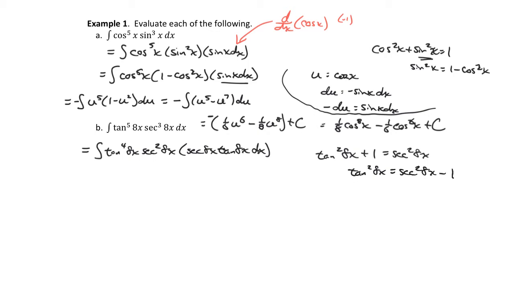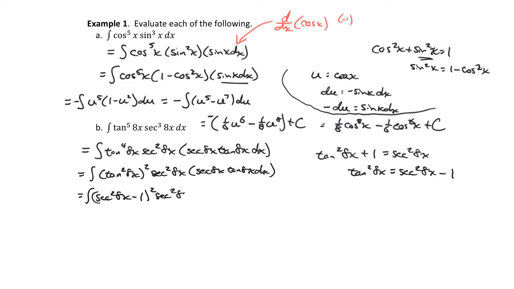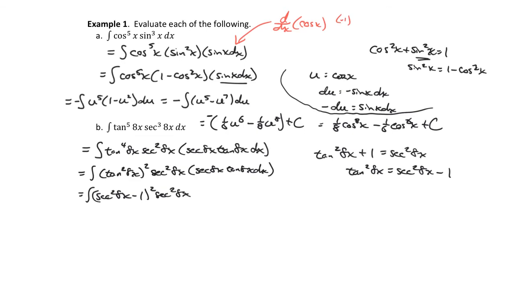And here's the ugly thing. In order to get the tangent to the 4th, I would have to square the tangent squared. Ugh. Okay, so we're going to end up with the tangent squared of 8x squared, secant squared of 8x, secant of 8x, tangent of 8x, dx. Okay, and then tangent squared of 8x we can replace with secant squared of 8x minus 1, but that tangent squared was squared. Then we have the secant squared of 8x, and then the stuff at the end is just going to be the same thing, secant of 8x, tangent of 8x dx. So you can see this one's not so pretty.